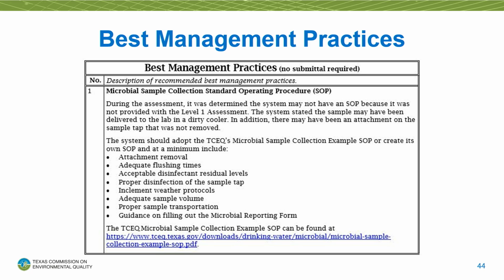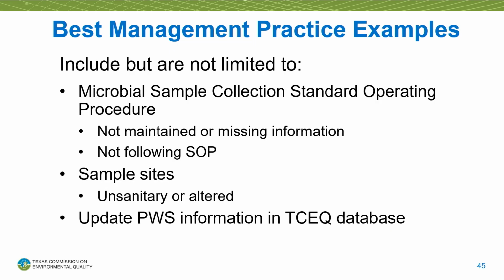The final section of the CARP is the best management practices, and these are recommendations for improvement. Here are some of the best management practices that we note more frequently. These are not rule-based, but they may affect the system's compliance. As an example, a thorough SOP will set a system up for successful sample collection. We often see incomplete SOPs or cases where a sampler is not following the SOP, and that's something that we will note in this best management practice section.